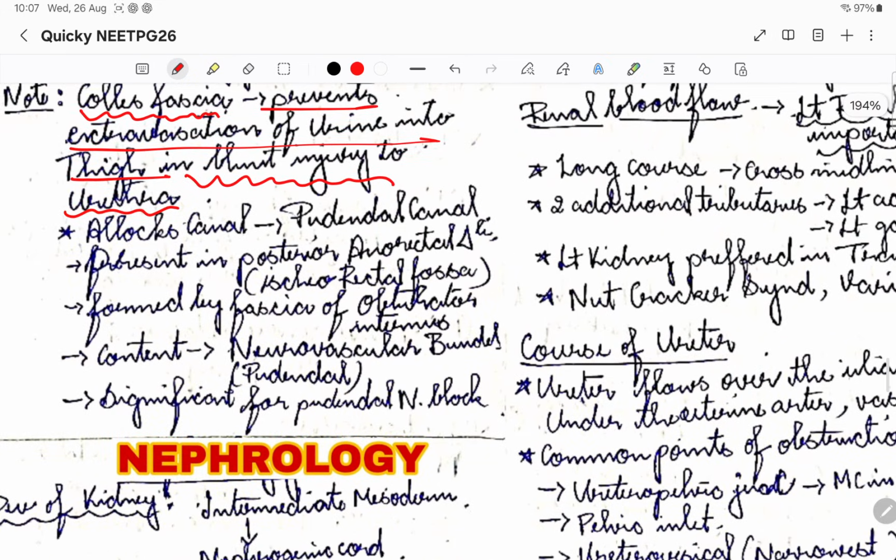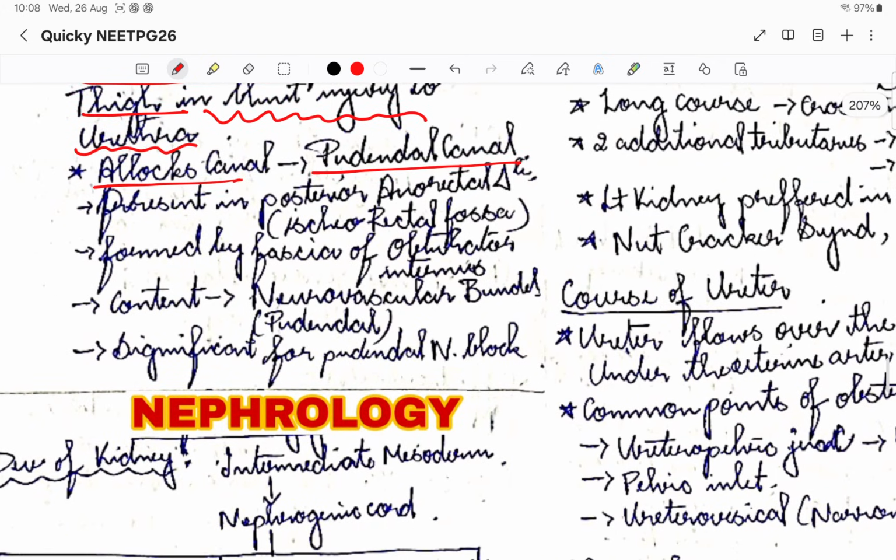Then there is something known as Alcock's canal, also known as the pudendal canal. The pudendal canal is where the pudendal nerve passes through. This is very important for the pudendal block that we give in anogenital procedures. During episiotomy, this is what our target is; we are identifying the pudendal canal.